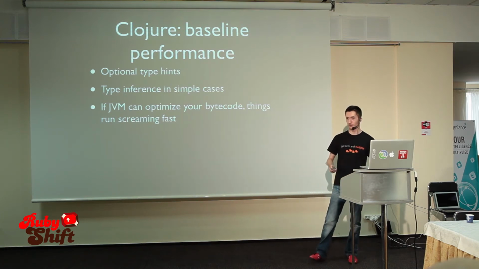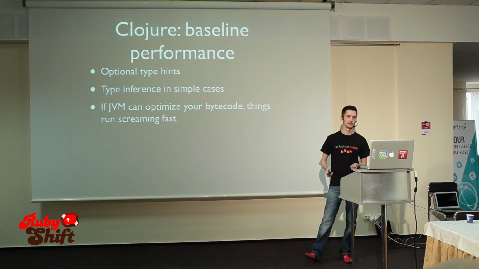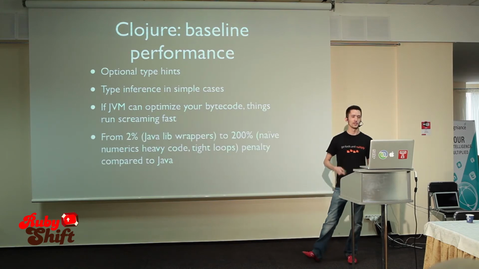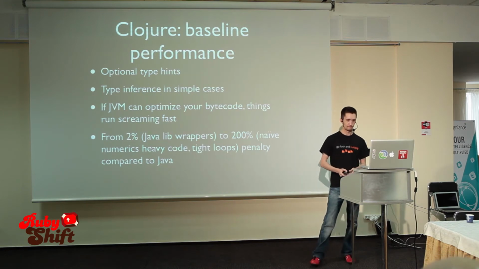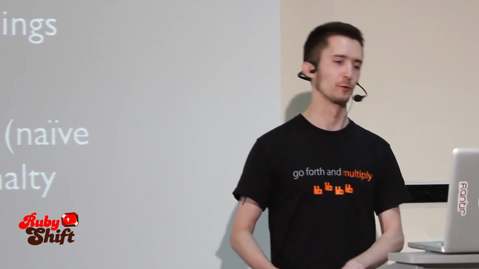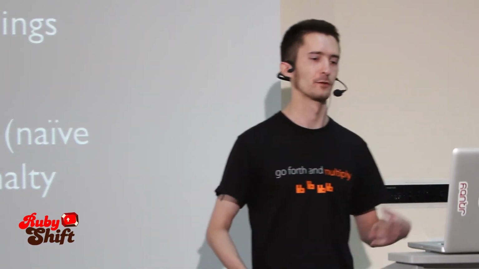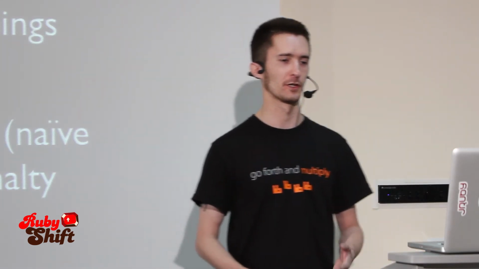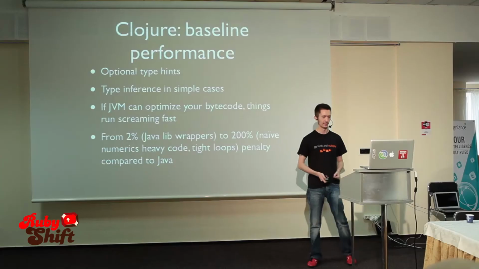And I think for most purposes, JVM's performance is probably pretty good. Although, just by looking at real-world libraries, you can see that if you only have a Java library wrapper, you lose maybe 2%, you have 2% overhead. And if you have naive numerics-heavy code, which unfortunately is what a lot of people do to benchmark things, you can get like 3 times slower.